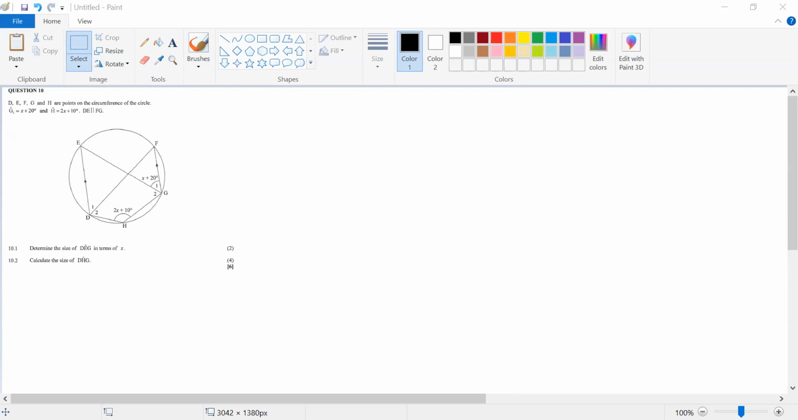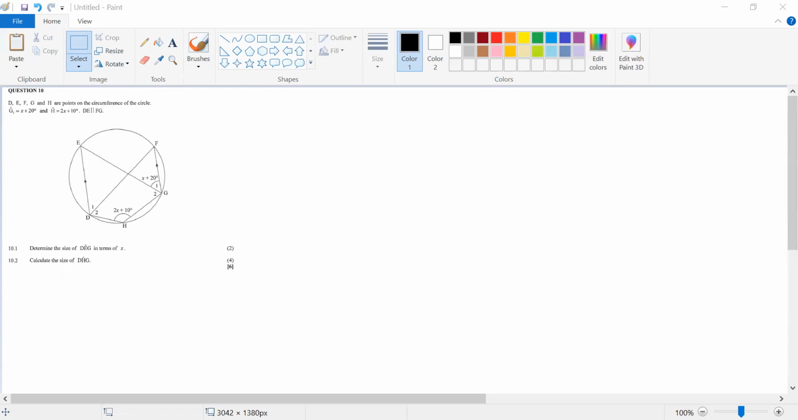All right. For this question, they tell us that D, E, F, G, and H are points on the circumference of the circle. They give us angle G1 to be x plus 20 degrees and angle H to be 2x plus 10 degrees. Another bit of information that's very helpful is the fact that ED is parallel to FG. So when you see parallel lines in your diagram, you know that you're going to probably be using corresponding angles, alternate angles, and those types of things.